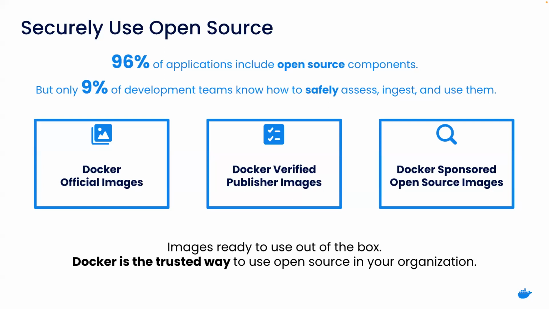DVP images, or verified publisher images, are images created by our partners. These are sourced from trusted repositories, authenticated by Docker, and very commonly frequently maintained by these partners. And then the last one there is sponsored open source images. These are images from projects sponsored by Docker and maintained by non-commercial open source developers. So that's just a little taste of what we've done historically to help organizations like yours improve their security posture.